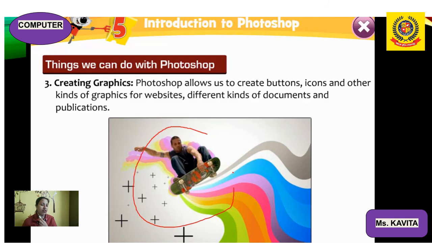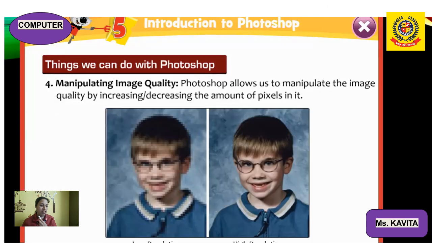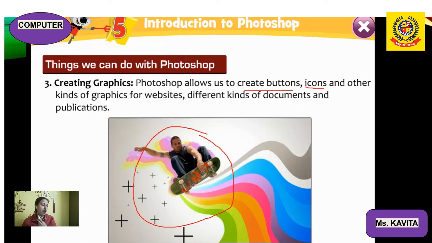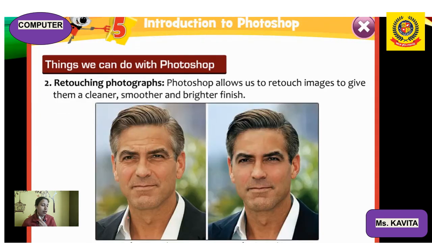Now manipulating the image. See, one image. Photoshop allows us to manipulate the image quality by increasing or decreasing the amount of pixels. See, this is without Photoshop. After editing with Photoshop, the image looks like this. In the previous picture also, after editing, this is the previous picture. After editing with Photoshop, the image looks like this. So these are the advantages, the four things we can do with the help of Photoshop.